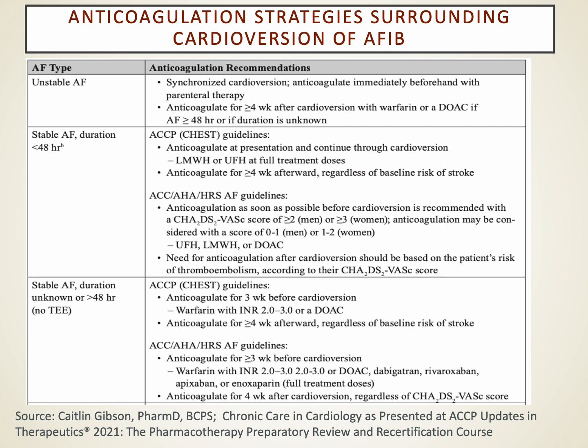The guidelines for strategies around anticoagulation for cardioversion are listed here. Typically for folks who have a stable duration under 48 hours, you'll anticoagulate the patient, and you could start with the type of cardioversion you need to do. For folks who have no TEE to rule out a clot, then you have to anticoagulate them for 3 weeks as it's listed in this table.